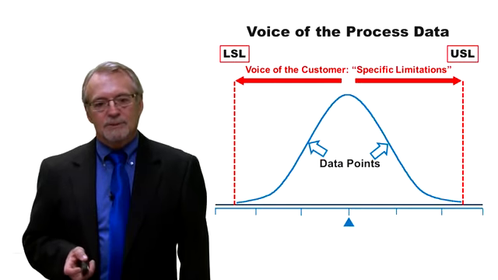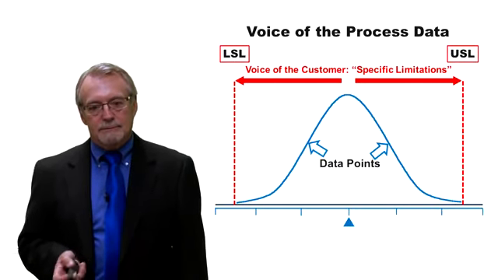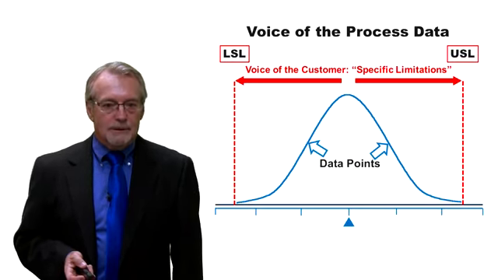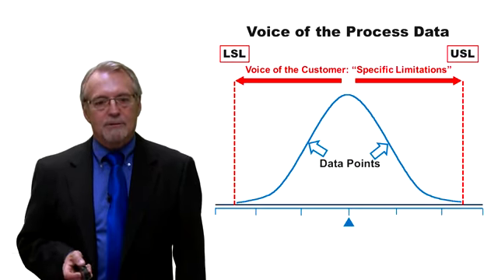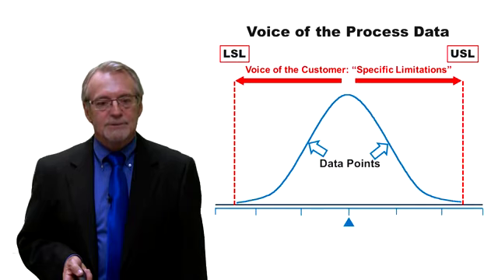So we're looking at the voice of the customer, and these are our specification limits out here, upper and lower, that we've been talking about, and these are all of our data points along the way. So what does this curve look like compared with what people are expecting from us?